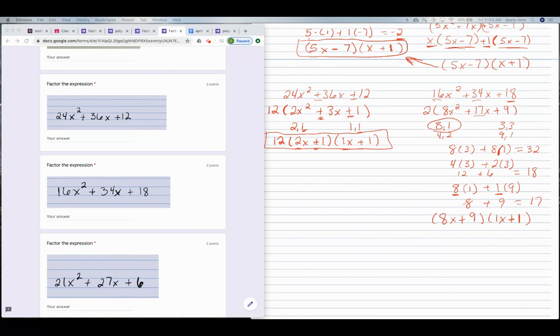So now we have 8x plus 9, and then 1x plus 1. And then we also have to make sure we bring down our 2 here for our answer. So that 2 was pulled out, so we put that in front. And there we have factored that trinomial.